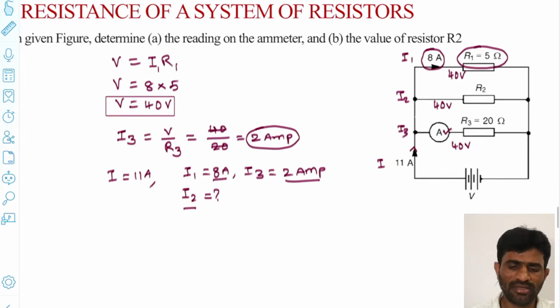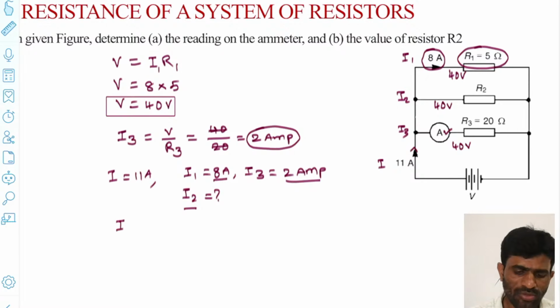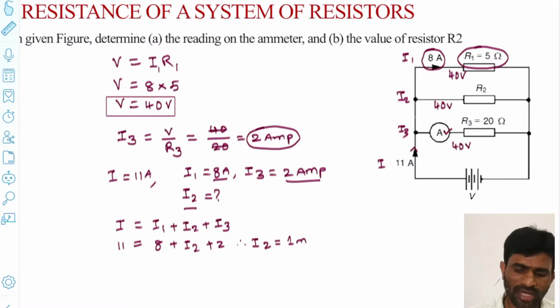Okay, see here. In parallel connection, I is equal to I1 plus I2 plus I3. So here we know 11 is equal to 8 plus I2 plus 2. Therefore, we got I2 is equal to 1 ampere.